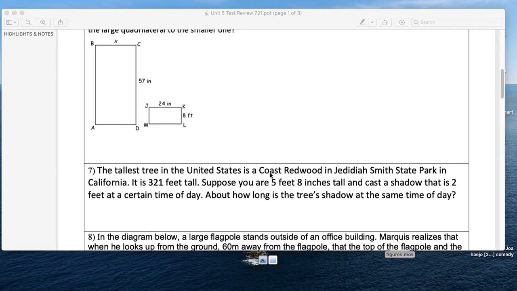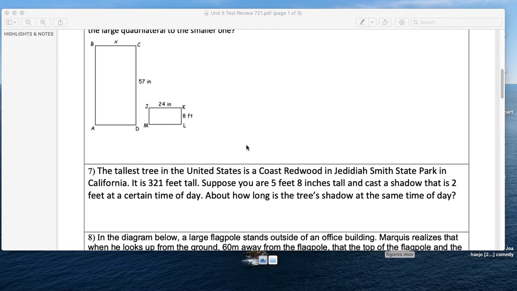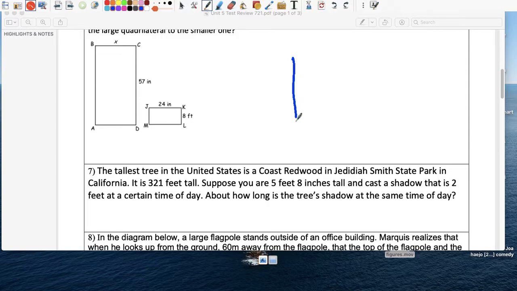Tallest tree in the United States, a coast redwood in Jedediah Smith State Park, California. So here's a tree. The height is 320 feet tall. Suppose you are 5 feet 8 inches, so here is you, and you cast a shadow, and your shadow here is 2 inches. We want to know how long the shadow of the tree is. Here's the shadow of the tree, which we don't know.